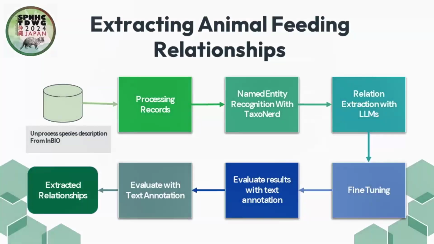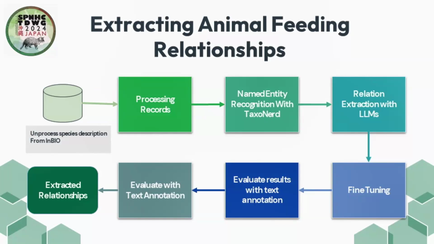Here's an overview of our process. We begin by collecting and processing a species description from Envio, which includes thousands of records detailing various aspects of a species' biology and behavior. These descriptions are then fed into TaxonNERD, a specialized tool designed to recognize relevant entities such as a species name, feeding habits, and other important biodiversity terms.